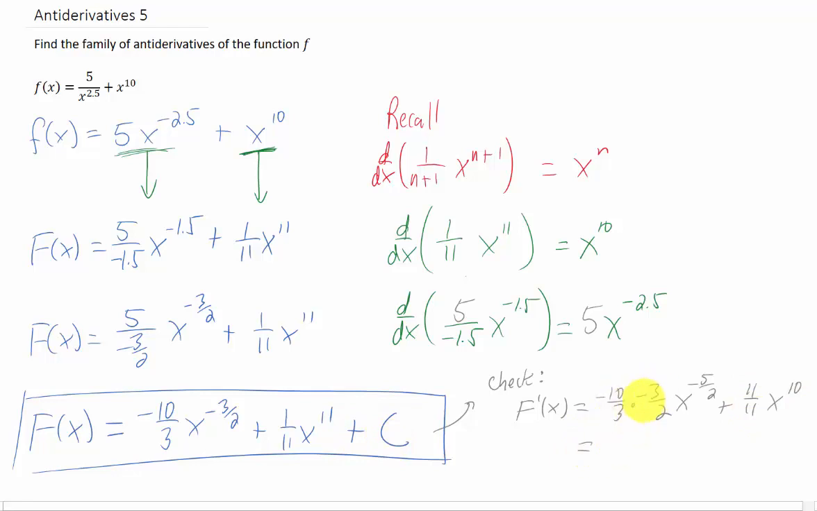If we reduce these fractions, 3's cancel, the negatives cancel. 10 over 2 is going to give us a 5. Okay, so when we simplify our fractions, we get back our original function, so it looks like we did this correctly. Cool.